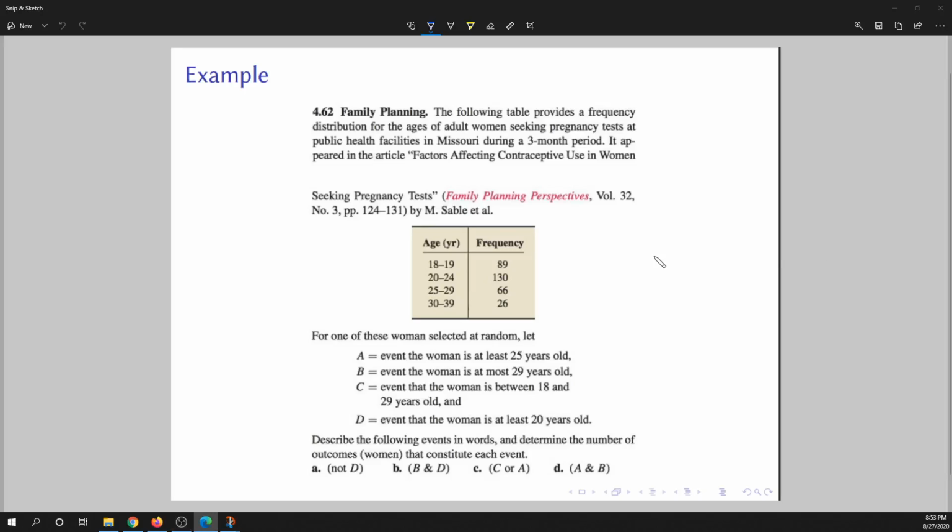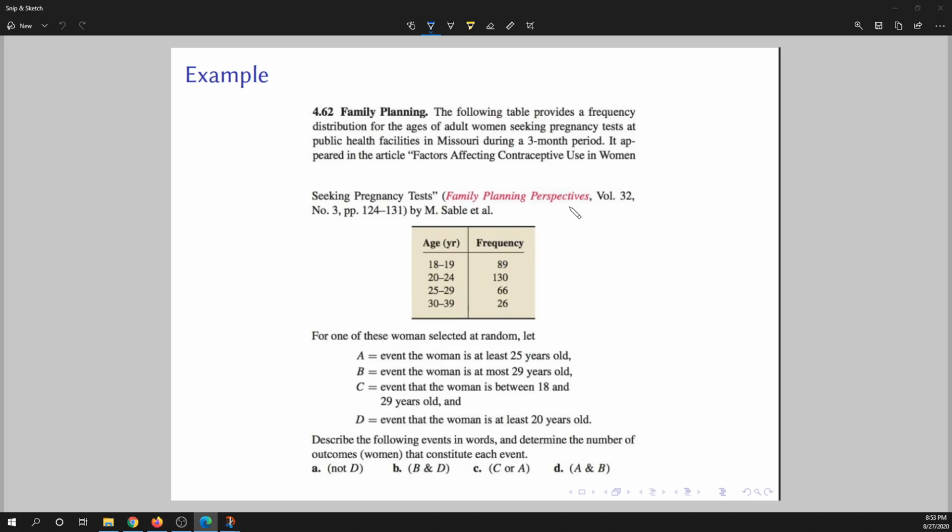All right, in this video, we are going to work problem 4.62 from our book. It says the following table provides a frequency distribution for the ages of adult women seeking pregnancy tests at public health facilities in Missouri during a 3-month period. It appeared in the article Factors Affecting Contraceptive Use in Women Seeking Pregnancy Tests.